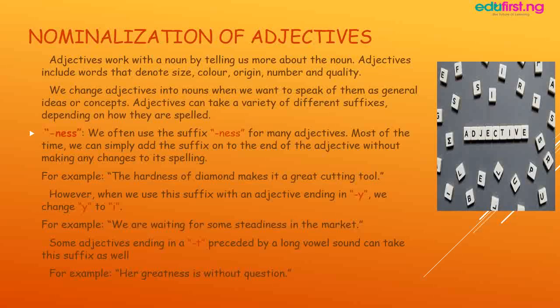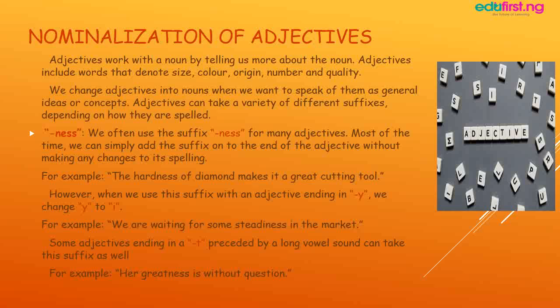Now we move on to the nominalization of adjectives. Adjectives work with a noun by telling us more about the noun. Adjectives include words that denote size, like big; color, red; origin, for example German; number, for example 8; and quality, for example good. We change adjectives into nouns when we want to speak of them as general ideas or concepts. Adjectives can take a variety of different suffixes depending on how they are spelled. The first one we're going to be looking at is -ness.